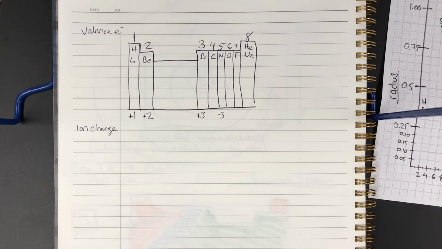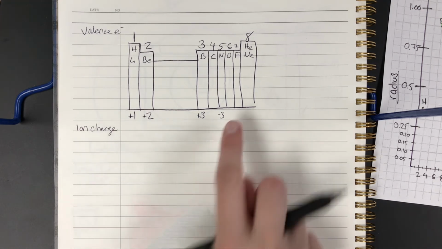Oh, I see the pattern. See a pattern? Good. Chemistry is all about patterns. Is that a -3 or +3? That's a -3 right there.